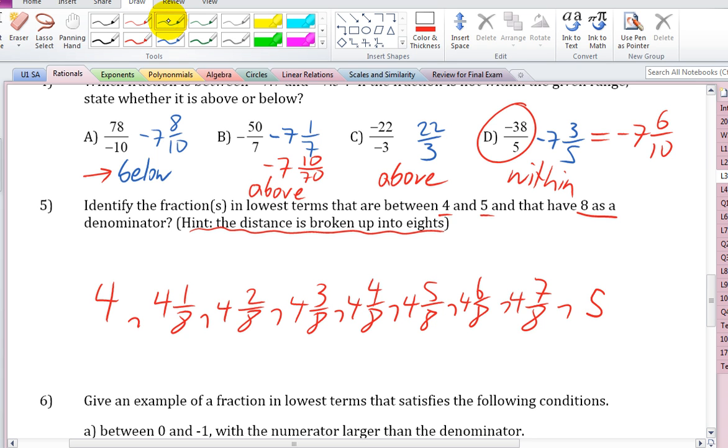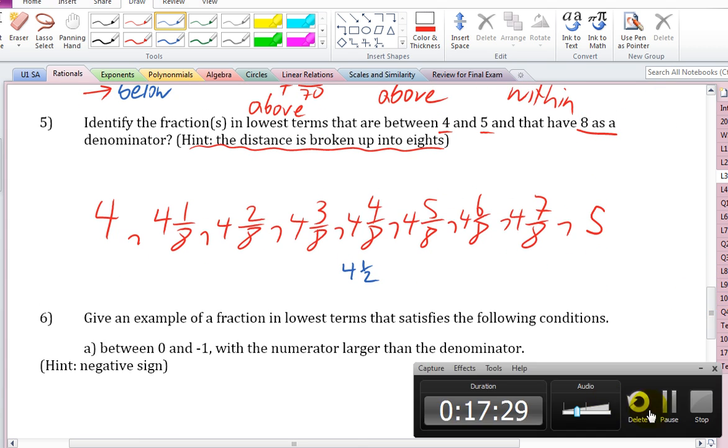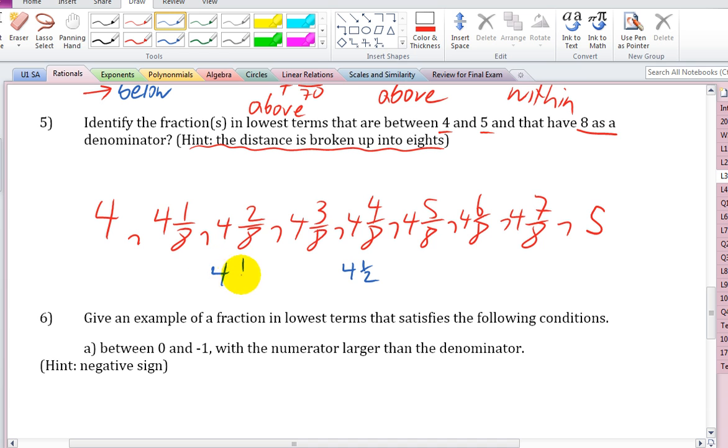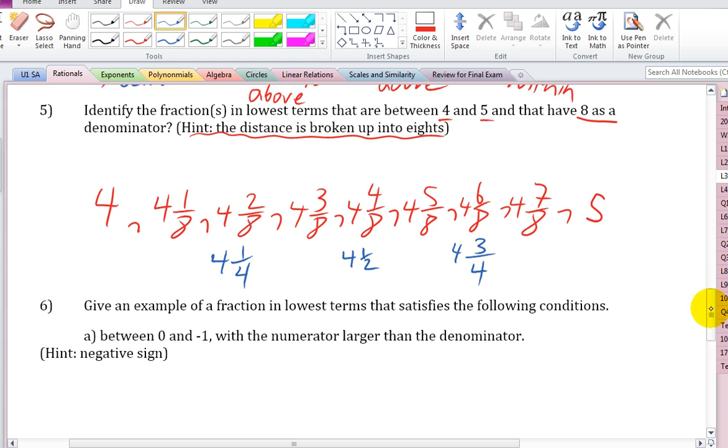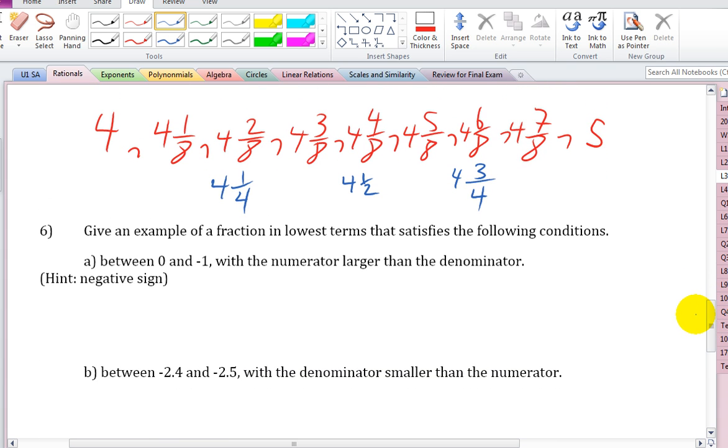What else is a problem? Xander? They're not in lowest terms. So Xander said, well, that's 4.5. He's right. Change the other ones that are not in lowest terms. Go. Okay, so this should be 4 and 1/4. This one should be 4 and 3/4. Okay, the rest are all in lowest terms. All right. Okay, any questions?